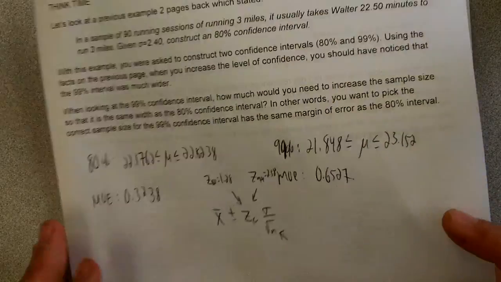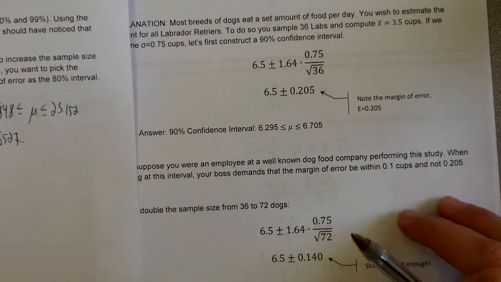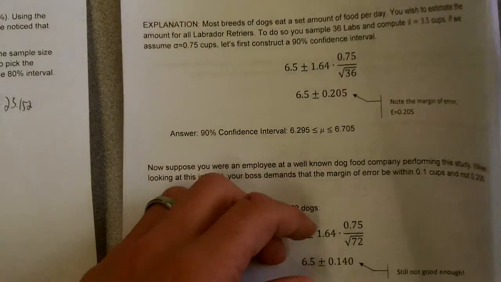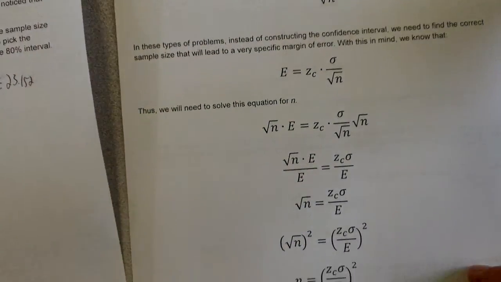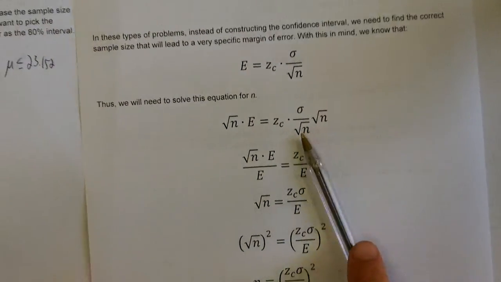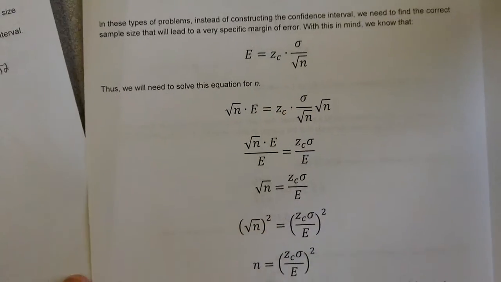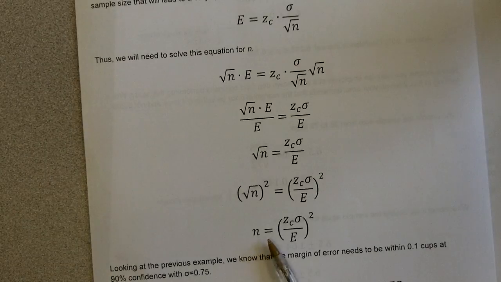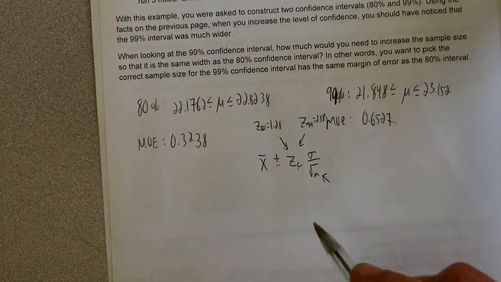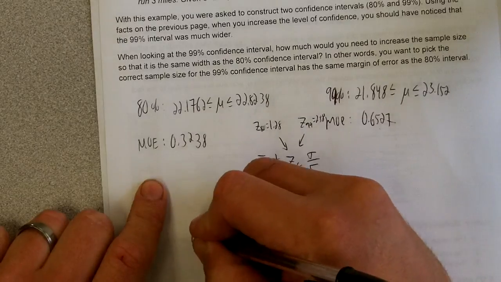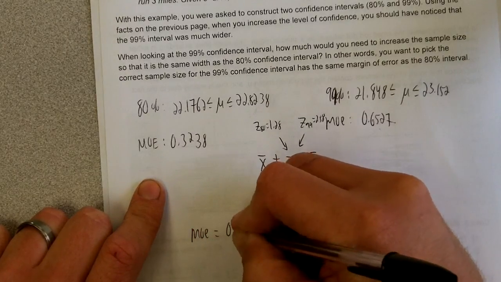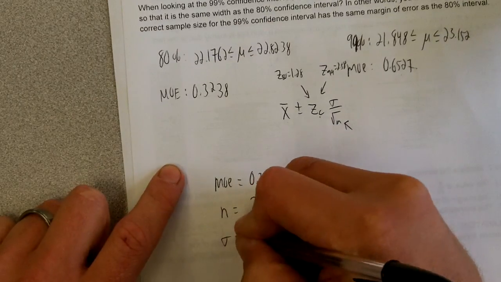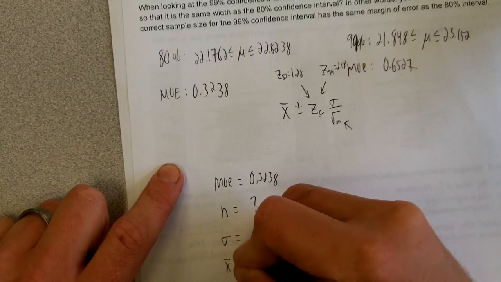If you were to look on the next page here, we go through a different example, although what I'm getting at, maybe 2 more pages, is that you can actually solve the margin of error for the sample size. And this is basically all you need to do. So, if we look back to this example, we want to have a margin of error equal to 0.3238. The sample size is our question mark. The sigma is still the same, and our x bar is still the same.